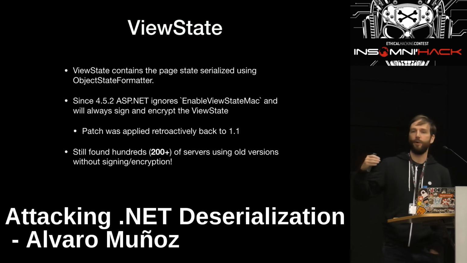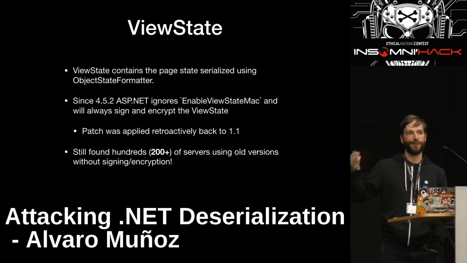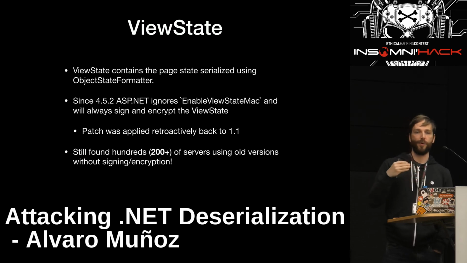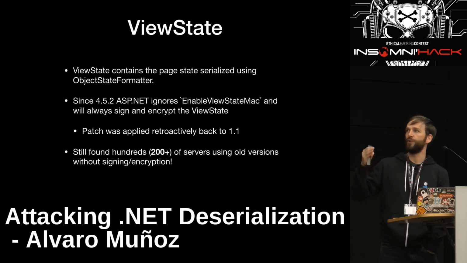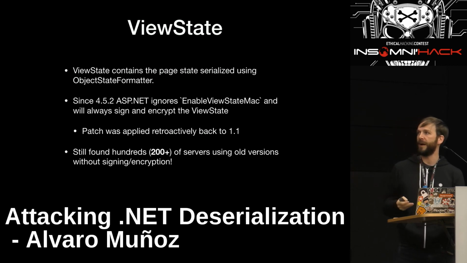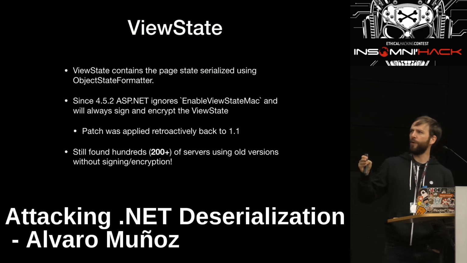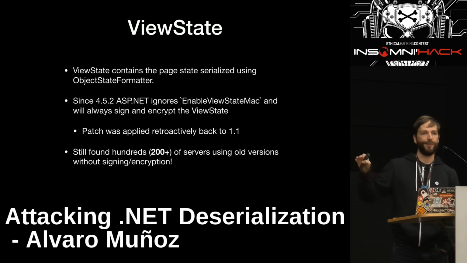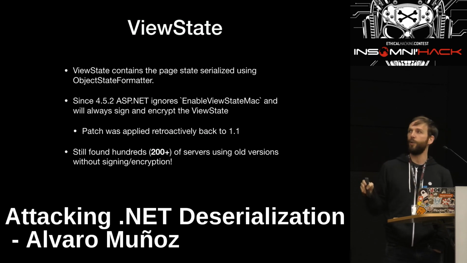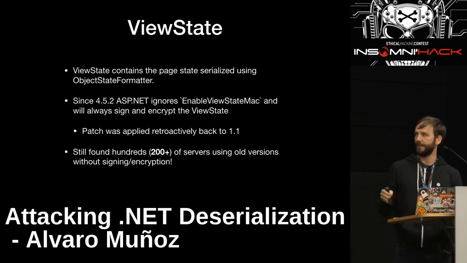So at some point, they included the option to enable an HMAC and encryption for the view state because, at that point in time, there were no remote code execution gadgets, but if you could change the view state, you could change the application logic and lead to different bugs. So in 4.5.2, they even ignored enableViewStateMac. Even if you set that to false, ASP.NET is going to ignore that, and it's always going to encrypt and validate and include the HMAC for the view state.